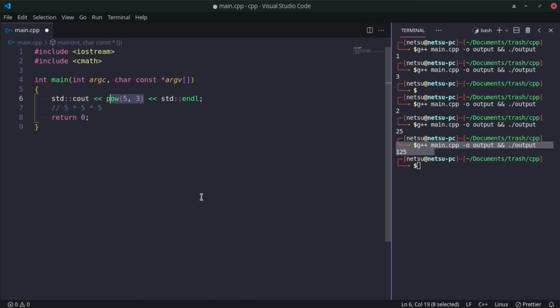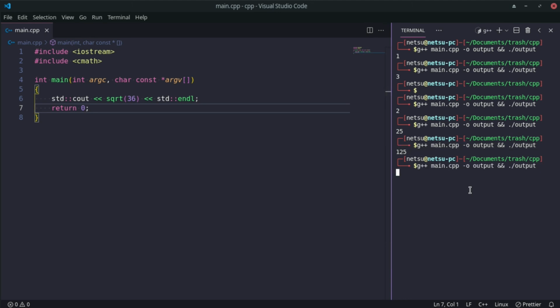Then we have square root. So square root basically gets the square root of something. For example, let's go 36. I think that should be 6, if I'm not mistaken. Let's see here. And yes, it is 6.